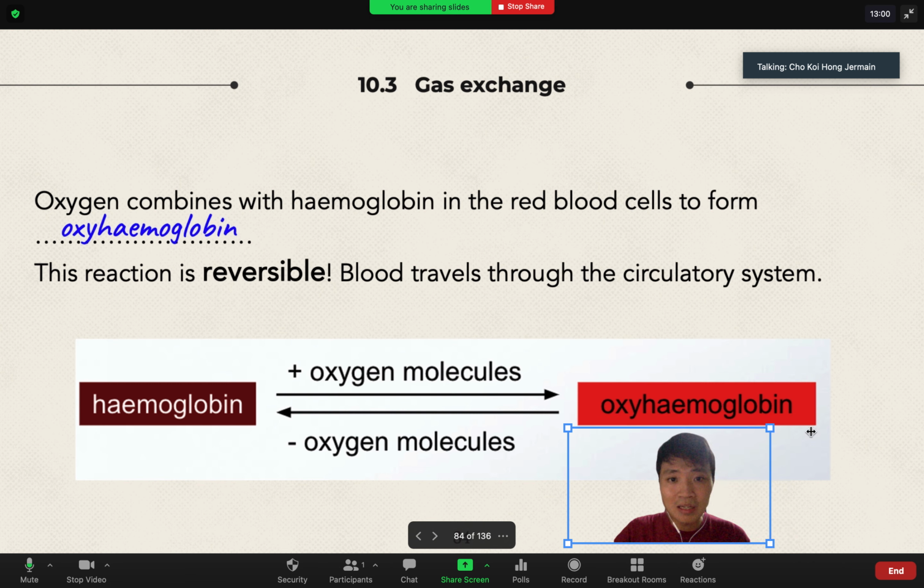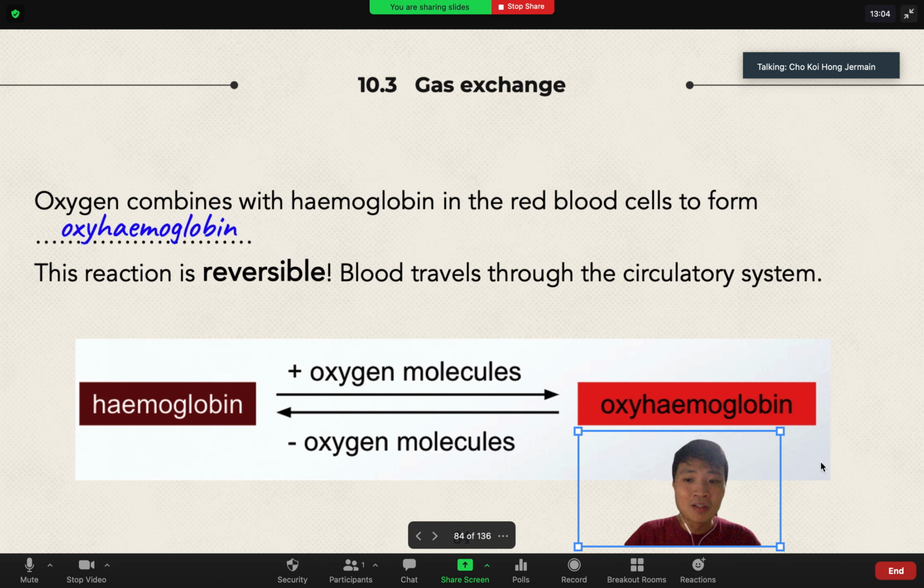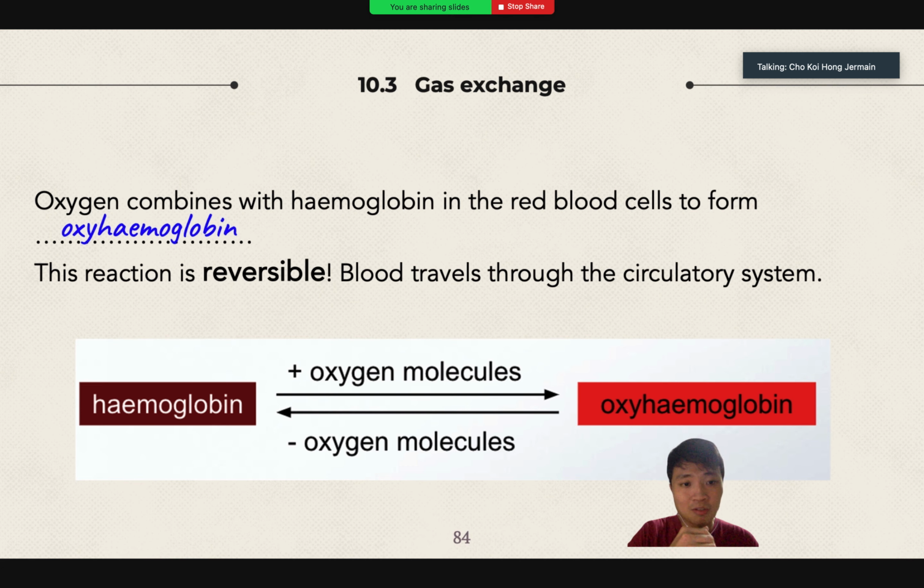So we're now at the bottom of your page 14. When the oxygen diffuses into the bloodstream, it combines with hemoglobin in the red blood cells to form oxyhemoglobin.